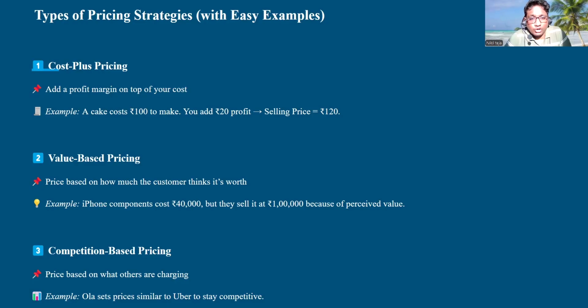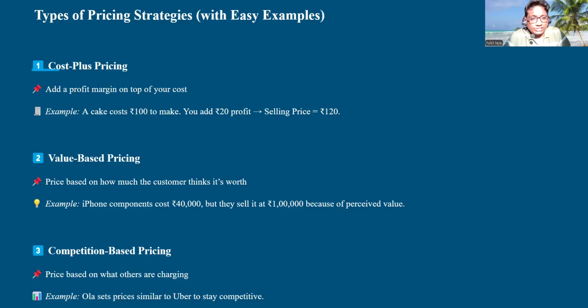Example: iPhone components cost 40,000, but they sell it at 1 lakh because of the perceived value. So the value is a status symbol, right? It's the brand. Because of that status symbol value, people will be buying it for 1 lakh rupees, even though it is costing only 40,000 rupees.